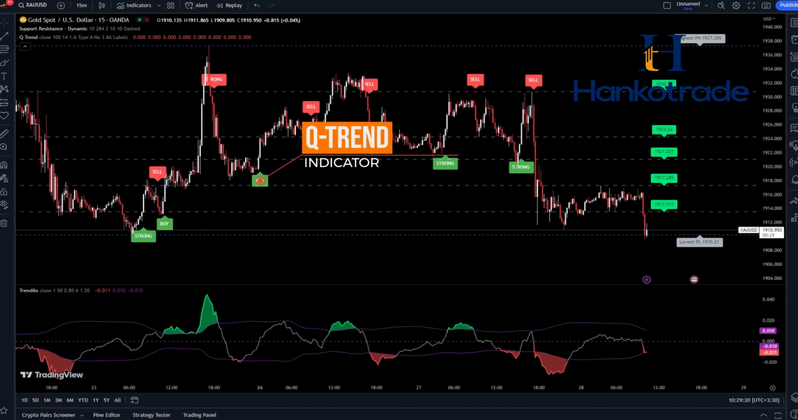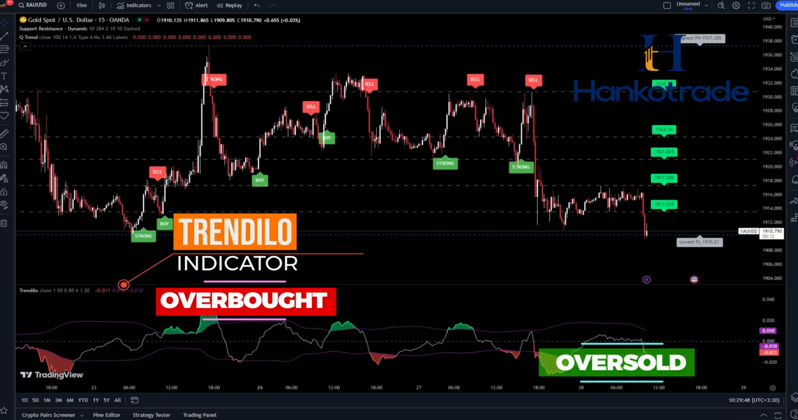The Q trend indicator gives buy and sell signals. Traders can use the Q trend indicator to identify potential entry and exit points, as well as to confirm trend direction and momentum. The indicator can also be used to filter out noise and false signals in the market, helping traders to make more informed trading decisions.